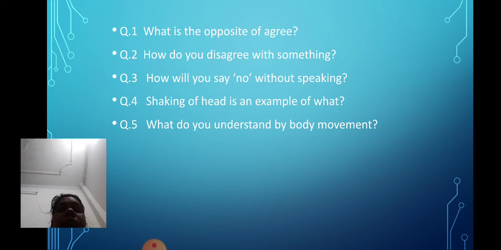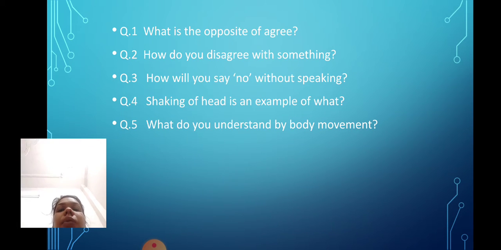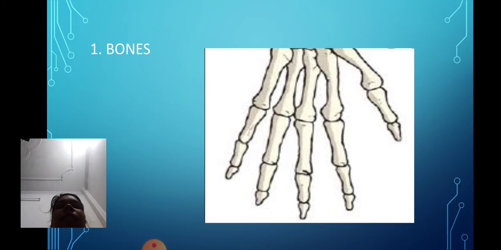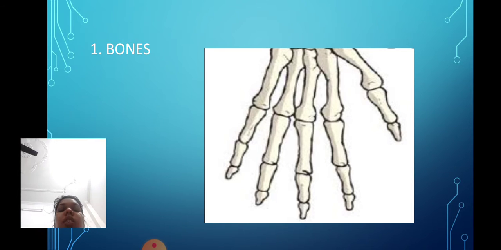What do you understand by body movement? Okay. How many bones are there in a body? There are 206 bones in our body. What is a bone?